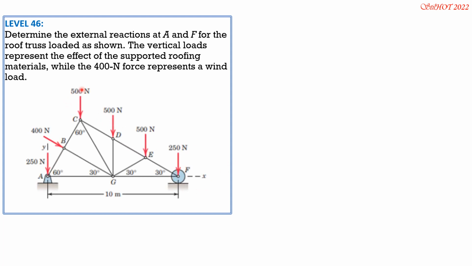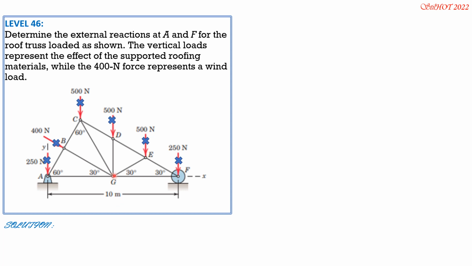We observe that the vertical loads are symmetrically applied because they are equally distant from the center G, 500, 500, then 250, 250. So observe the symmetry. Also, the 400 Newton force can be moved along its line of action to G. So they will be combined horizontally at G and vertically at G. So we'll remove them first, replaced by a simple system.